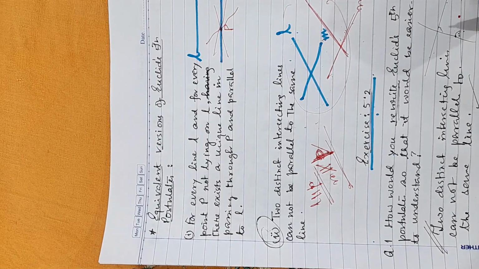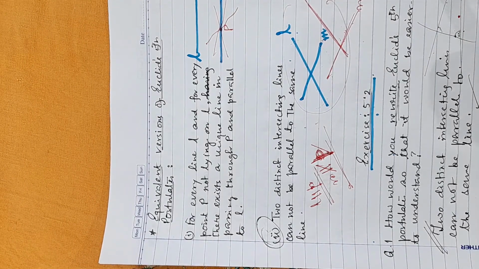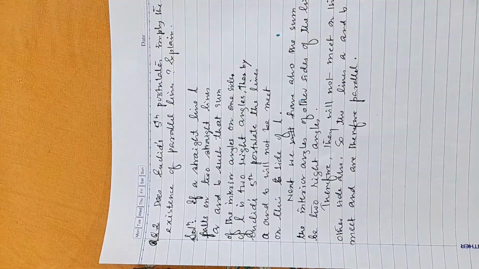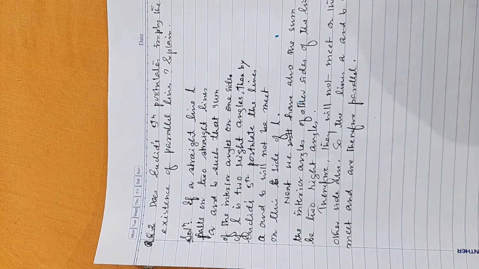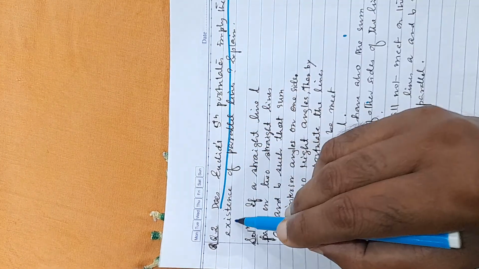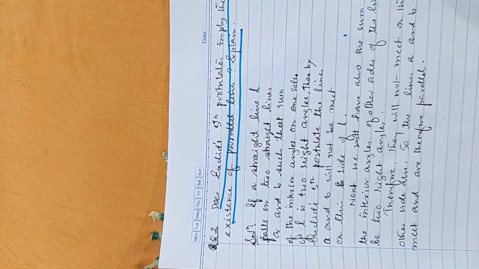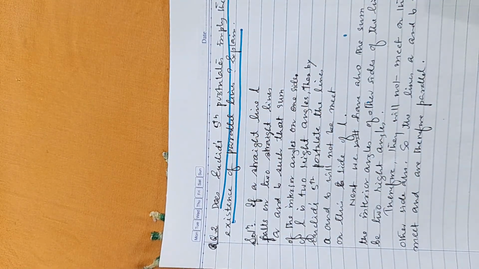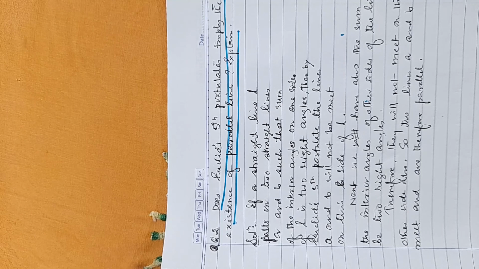Question number 2. What is given? Does Euclid's fifth postulate imply the existence of parallel lines? So what is Euclid's fifth postulate? We already got that.